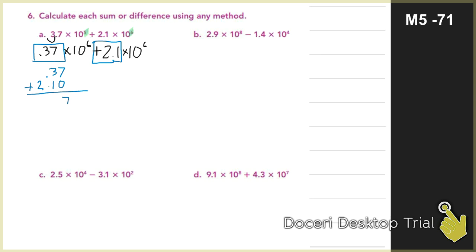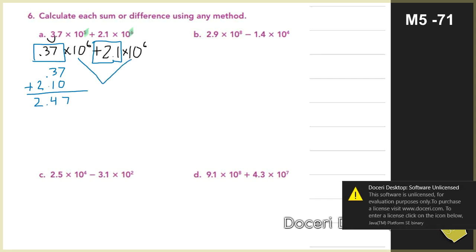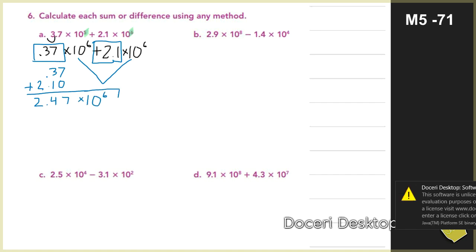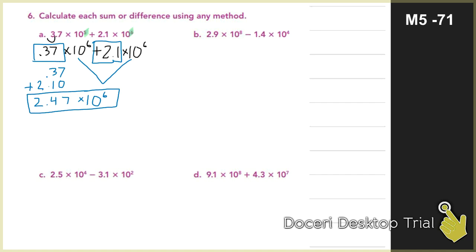7 plus 0 is 7. 3 plus 1 is 4. Bring your decimal down. 2 plus 0 is 2. So now we have 2 47 hundredths. Now all we need to do is bring down our 10 to the 6th, because again, that's not going to change. So it's times 10 to the 6th. And now we have our answer. Okay, so 3 7/10 times 10 to the 5th plus 2 1/10 times 10 to the 6th is 2 47 hundredths times 10 to the 6th power. Okay. So that was addition.